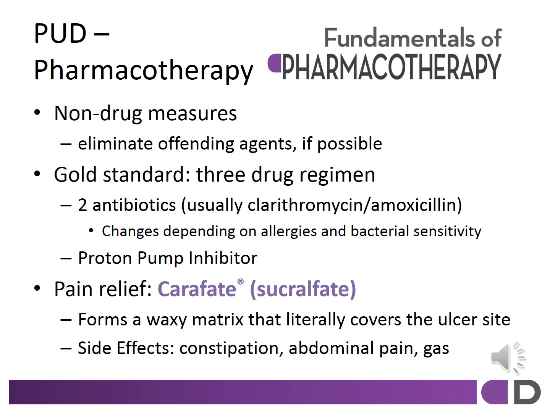Next, if the ulcer is caused or infected by the H. pylori bacteria, you're looking at what's considered the gold standard of a 3-drug regimen that usually consists of 2 antibiotics and a proton pump inhibitor. The 2 antibiotics are usually clarithromycin and amoxicillin, but you may see different ones depending on allergies or local bacterial sensitivity. The antibiotics eradicate the bacteria, and the PPI helps reduce the stomach acid so that the lining of the stomach or intestines can heal.